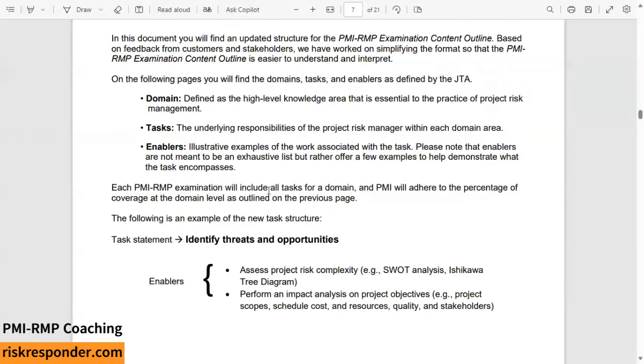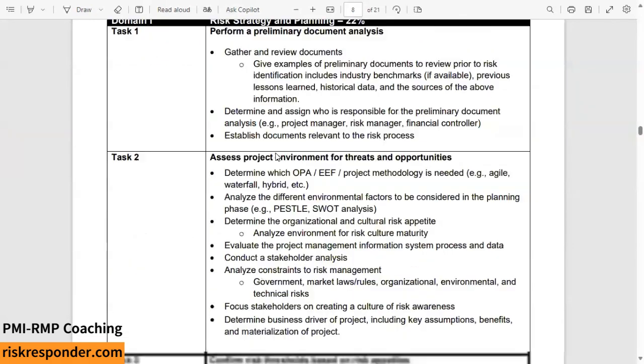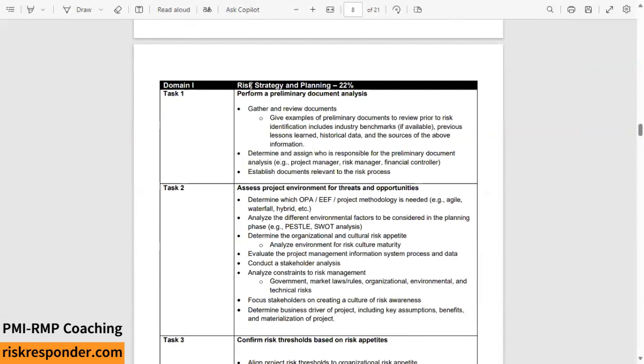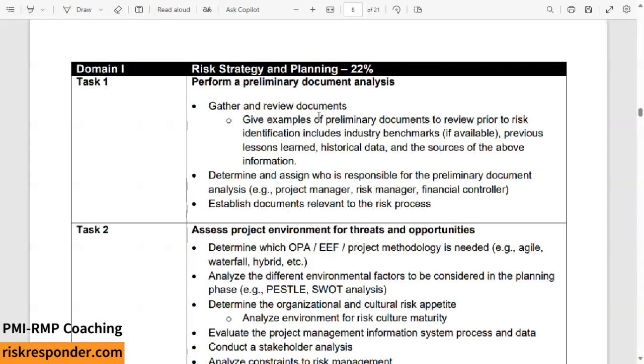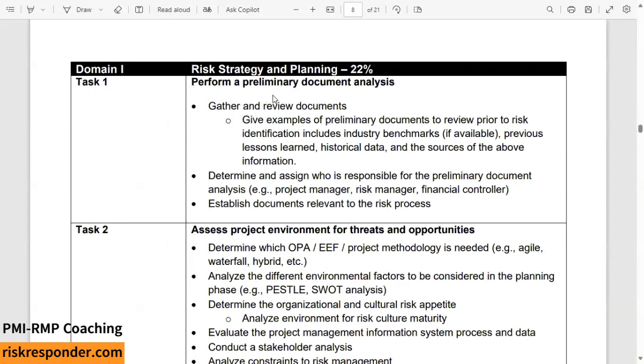So let's jump into the structure. You got tasks and enablers. Tasks are the underlying responsibilities of the project risk manager, and enablers are illustrations of the work associated with the task. So let's jump straight into domain 1, which is risk strategy and planning. In this one, task 1 is to perform a preliminary document analysis. So what you're going to do here as a risk professional is gather and review documents. This could include industry benchmarks, it could include previous lessons learned, historical data, and you need to determine and assign who is responsible for the preliminary document analysis, who is actually going to look at these documents and begin thinking risk, begin planning at that level.